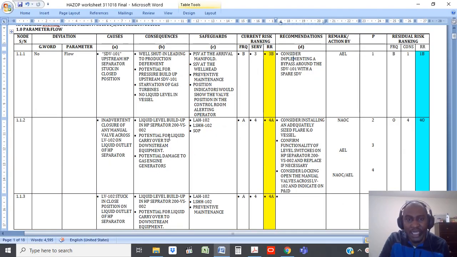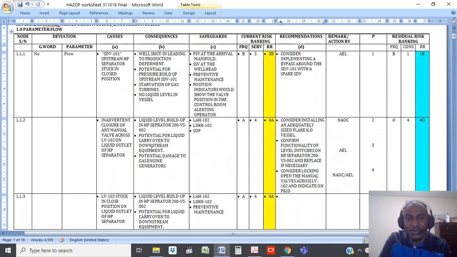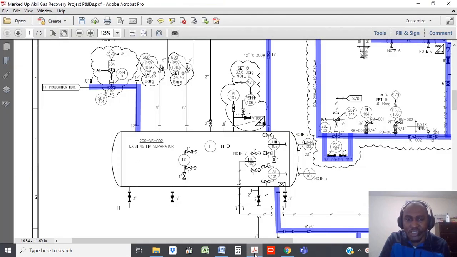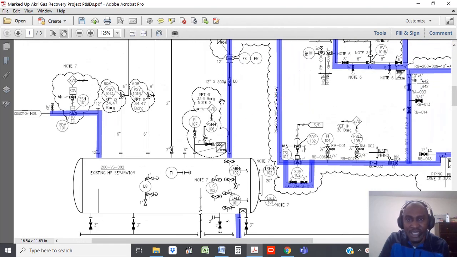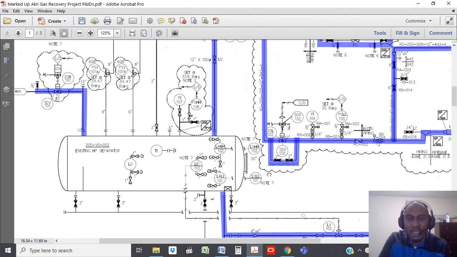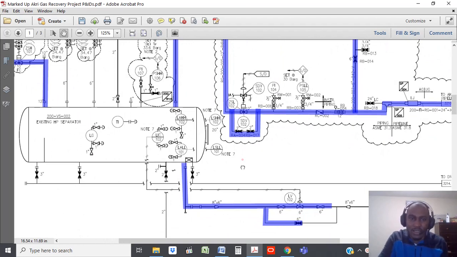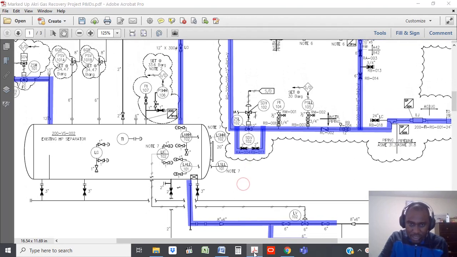Once that happens, that's called a trip. It would trip the SDV upstream of the separator and close it, and then you would have no flow into the system. So that's a second protection to keep this from getting too filled up, because we don't want the worst case scenario, which is liquid getting into the gas lines. And then you also have your SOPs, which ensure that operators don't go here and inadvertently close them. So that is the protection.